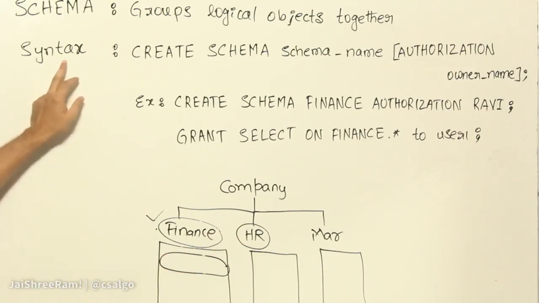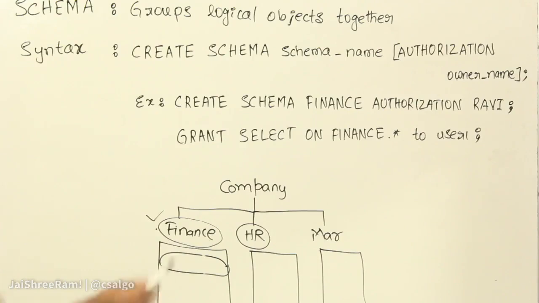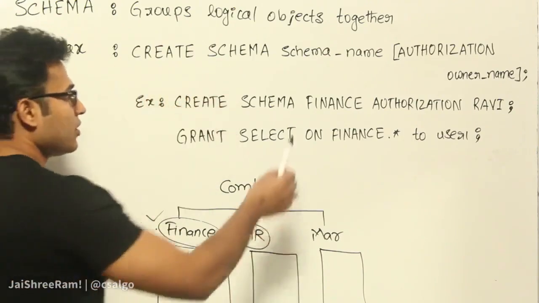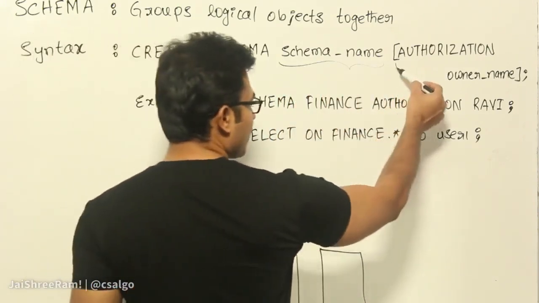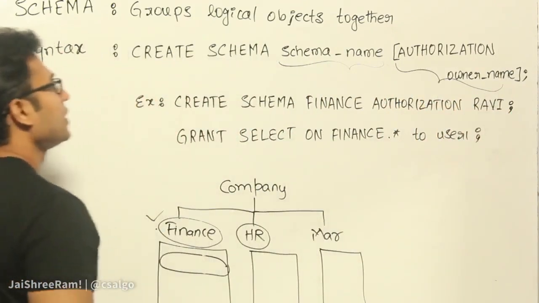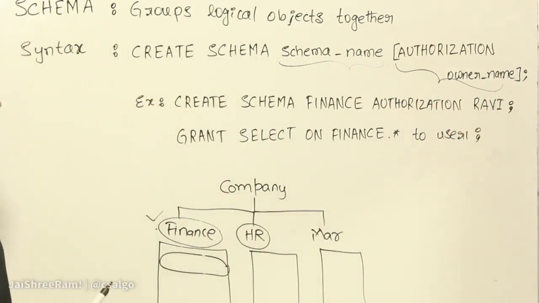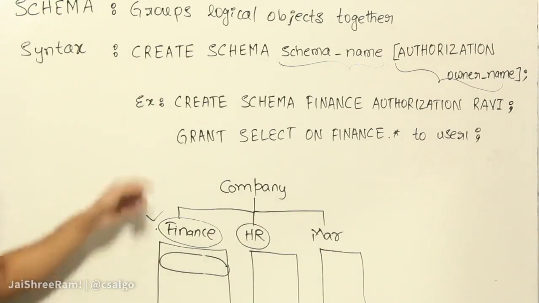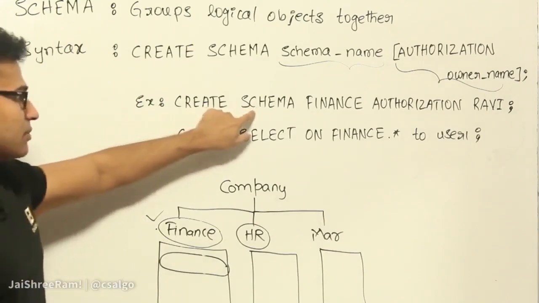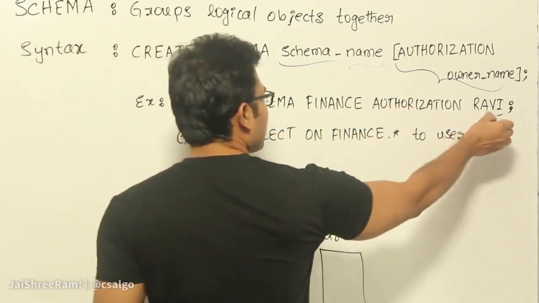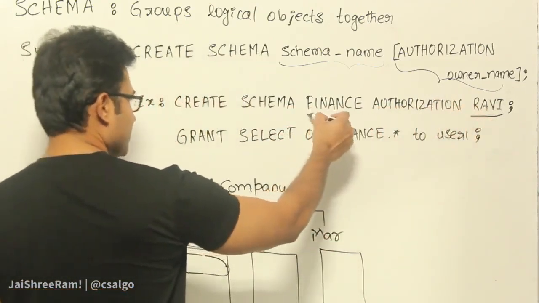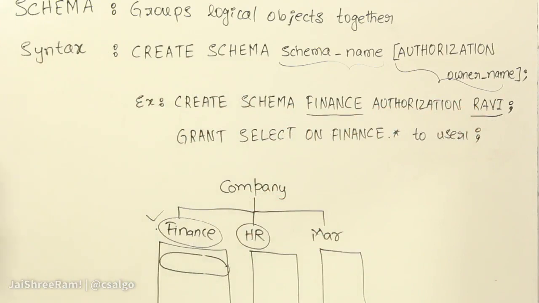And then the syntax to create the schema, which is supported by most SQL languages, is CREATE SCHEMA, and you specify a schema name, and along with that you can specify who is the owner of it. Got it? So whenever you create a schema, you also specify who is going to be the owner. Now see this, for example, CREATE SCHEMA finance AUTHORIZATION Ravi. What does it mean? Ravi is the owner of it, and he is given permission to access the entire data which is going to be present in this schema.